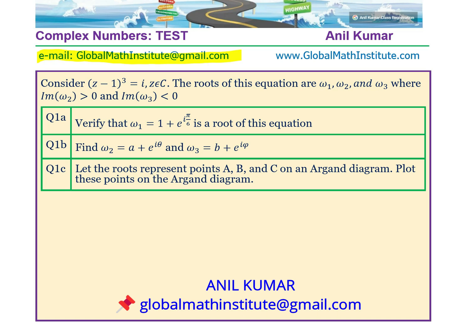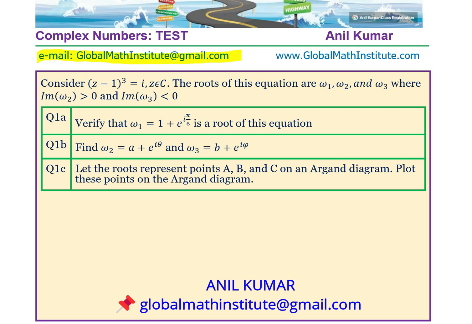One is verify that omega 1 = 1 + e^(iπ/6) is a root of this equation. Part B is find omega 2 in terms of a + e^(iθ) and also omega 3 as b + e^(iφ). Part C is let the roots represent points A, B, and C on the Argand diagram. Plot these points on the Argand diagram. So we'll now take the solution of this problem.